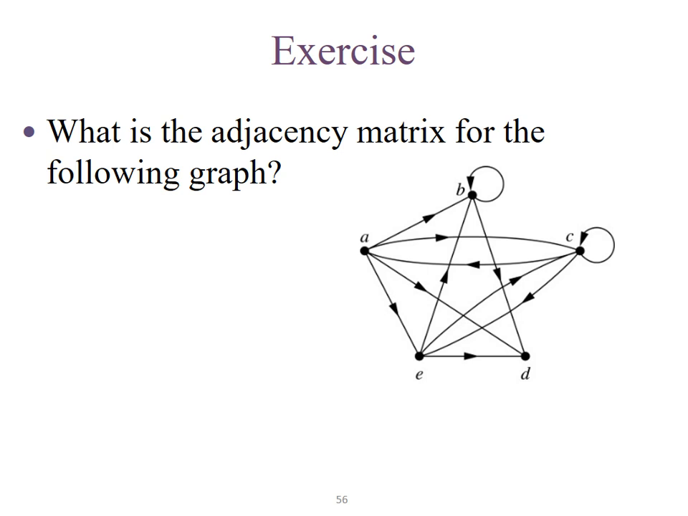And then for D, right, there are no outgoing edges. So we have all zeros for that row. And then for vertex E, we have B, C, D. So B, C, D are 1. Okay, very good.